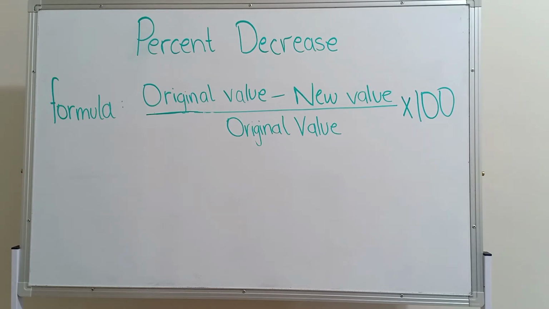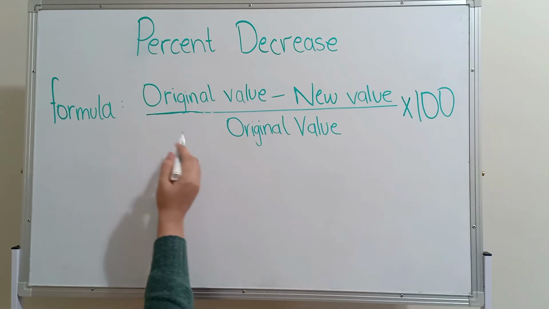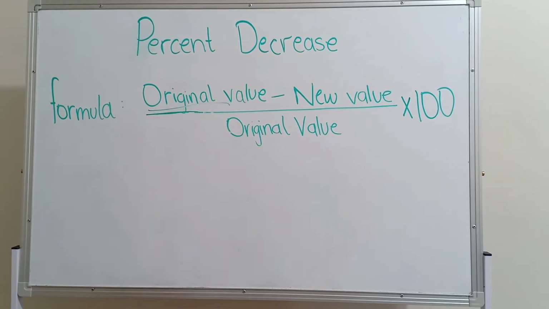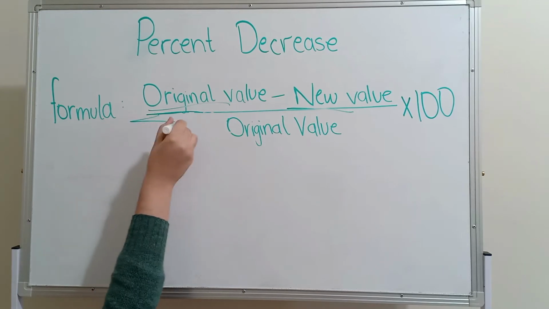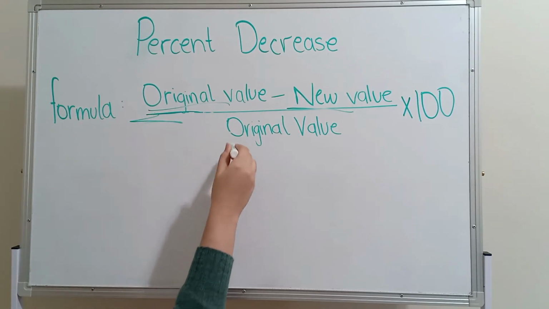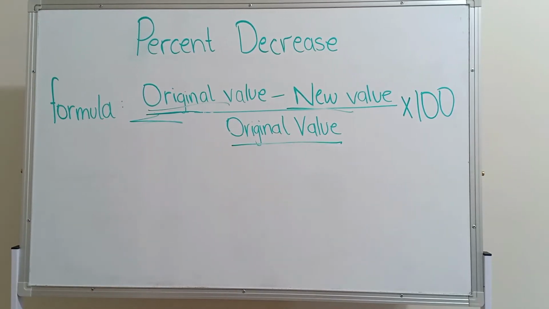So the formula for percent decrease is we take the original value here and we subtract the new value that we are given from it. So we take the difference of the original and the new value, and then you see that there is this line, meaning this is going to be dividing by the original value. So we take the difference of the original and new value and then divide it by the original value.